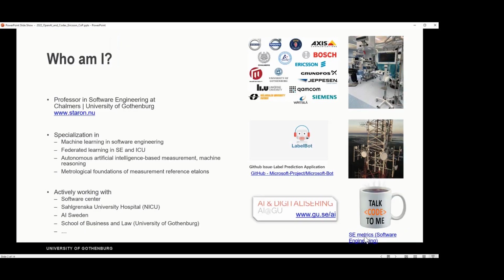So for those of you who don't know me, I'm a professor in software engineering at University of Gothenburg and Chalmers. I specialize in machine learning and its application in software engineering, and also in intensive care units, where together with my colleagues, we're trying to solve problems of identifying strokes in coma patients and those kind of things. But I'm at the bottom, of course, a programmer and architect, so I love talking code and looking at those practical aspects of programming rather than the use of programming in other contexts.